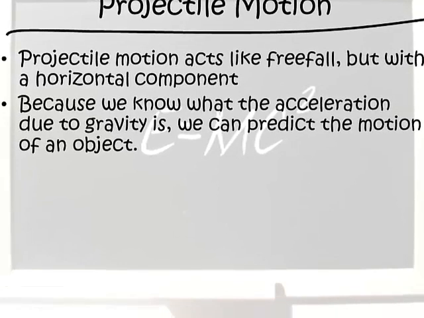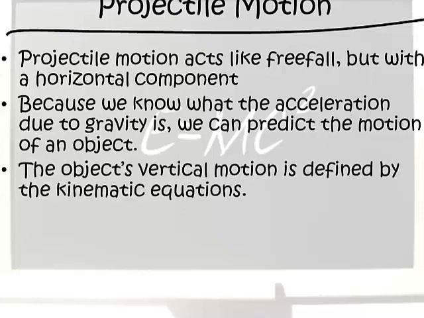Now, you know what the acceleration due to gravity on Earth is. At least you should know. It's 9.81 meters per second squared. Because of that, vertically speaking, projectiles act, again, just like an object in free fall. And we can use the same kinematic equations we did for free fall when we're talking about projectiles.